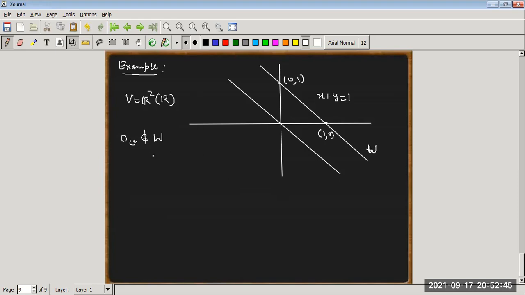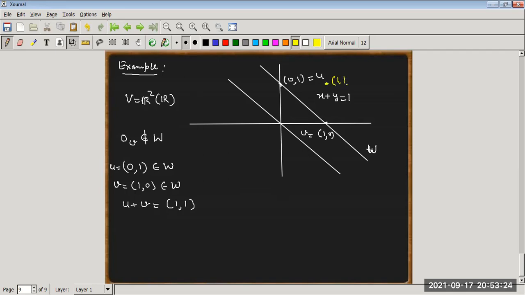Second observation: if we take any two vectors in W, then their sum must be in W. If we take U equal to (0, 1) and this belongs to W, and V equal to (1, 0), this also belongs to W. And what is the sum of U and V? U plus V is (1, 1), and (1, 1) is a point here.